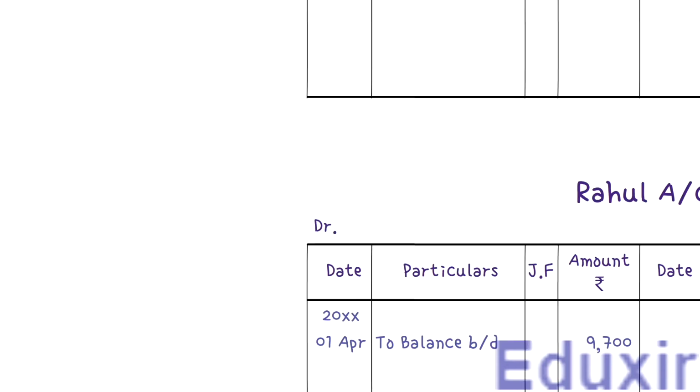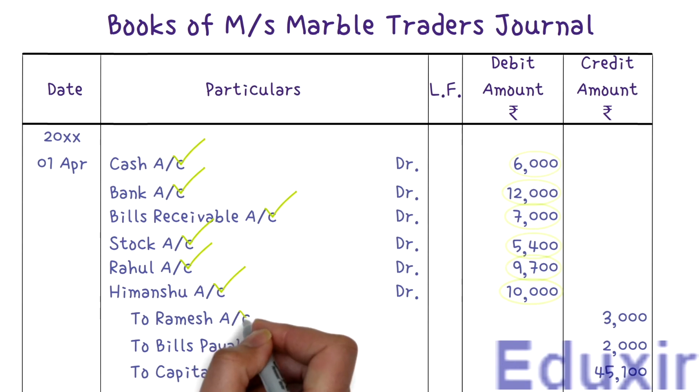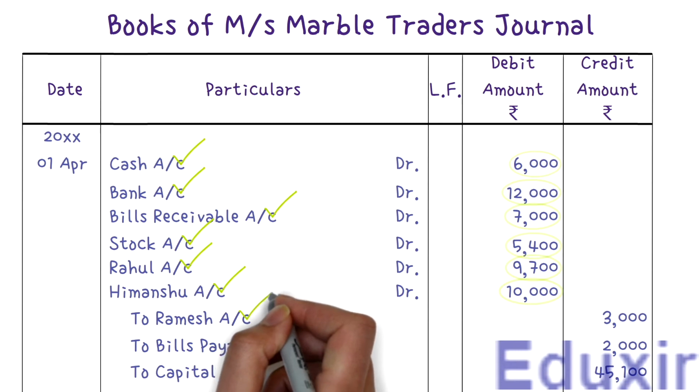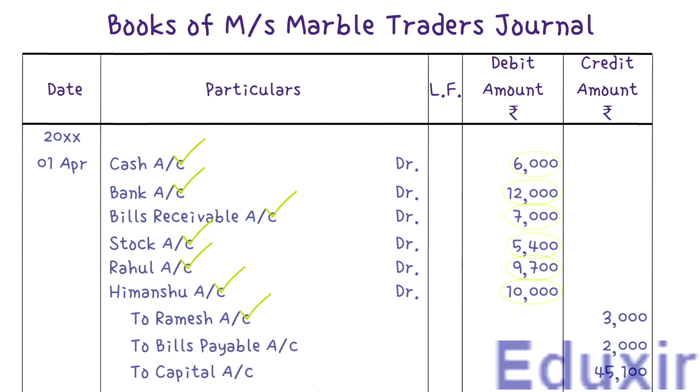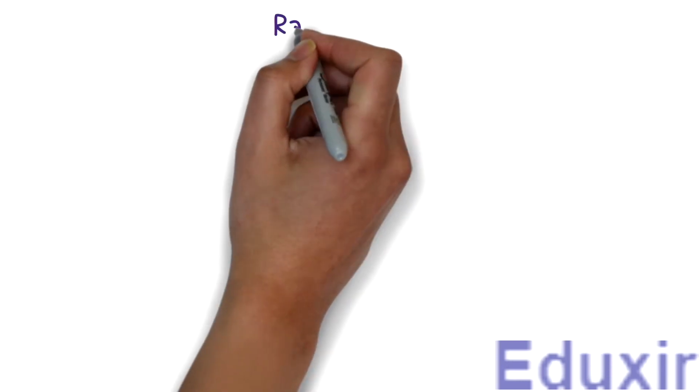Let us now take up the next entry. As the name suggests, it needs to be posted on the credit side of Ramesh account and the credit amount is 3000 rupees. Note that the details that need to be posted into the particulars column is balance brought down. For posting this entry, we need to create a ledger account for Ramesh as it is not yet created. Let us first write the title as Ramesh account.